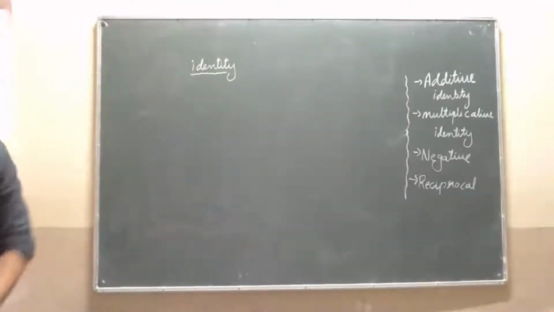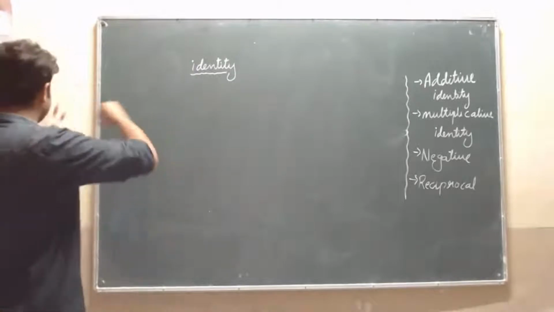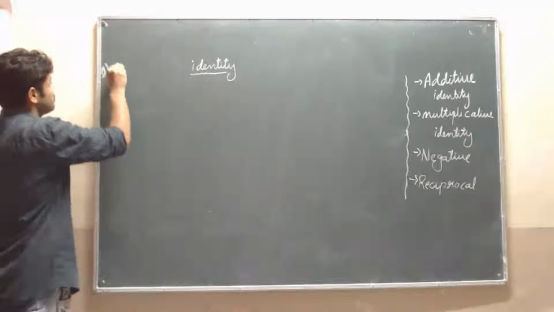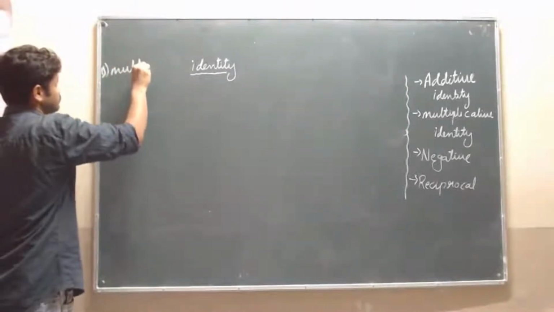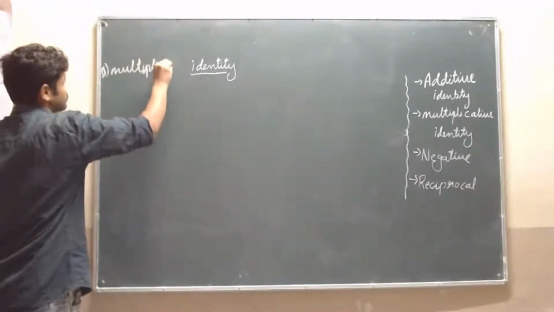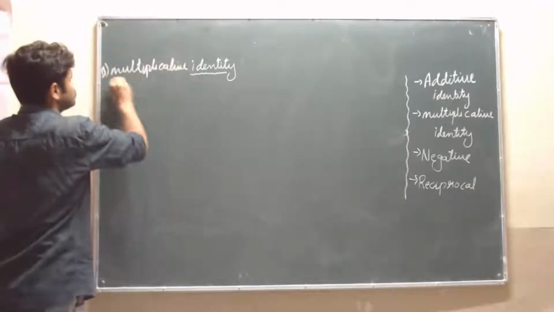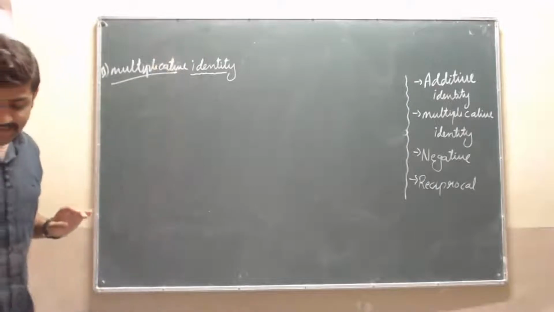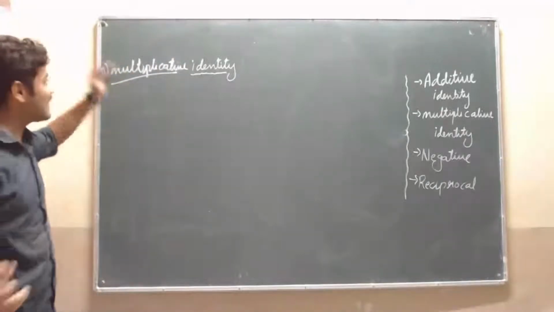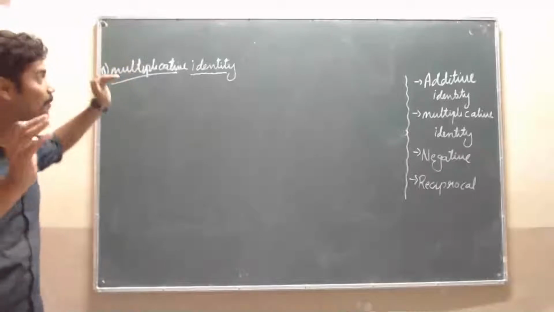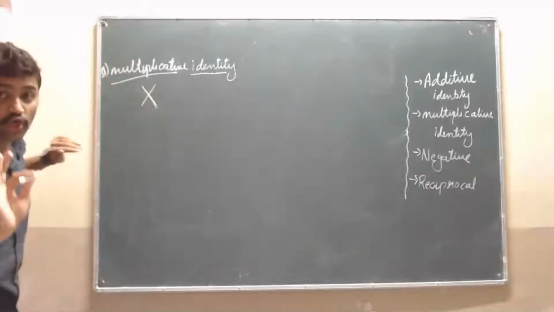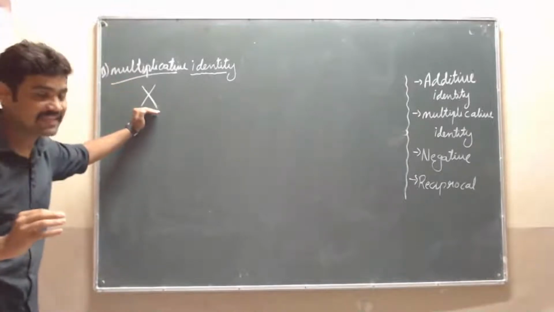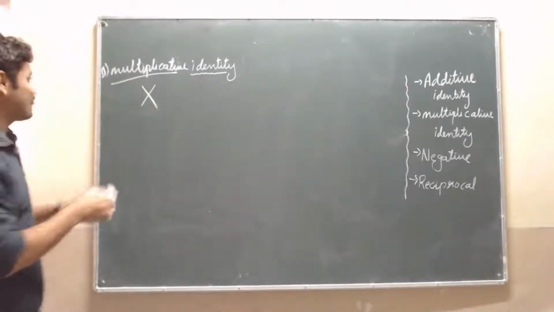The second one is the multiplicative identity. See, multiplicative identity. What is this, sir? Same as the additive identity, but here the operation is multiplication, isn't it? Here the operation is multiplication. I will explain this with one example.